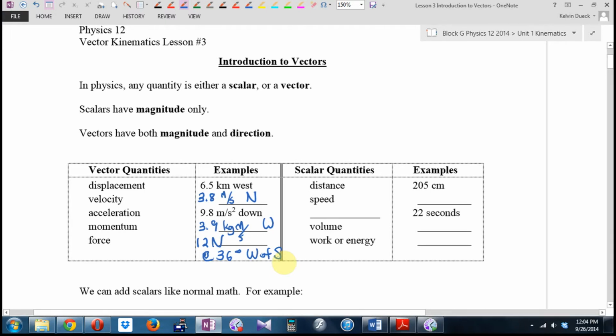Scalar quantities, distance versus displacement. Distance is the scalar, 205 centimeters. Speed is the scalar. Hey, how about freeway speed, 110 kilometers per hour? When did that change? I don't know. It was always 100 when I was growing up, but suddenly, oh, it's faster now. 22 seconds, what are we measuring there? Time?